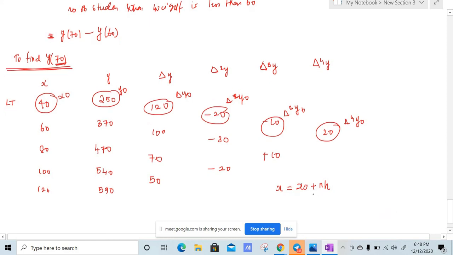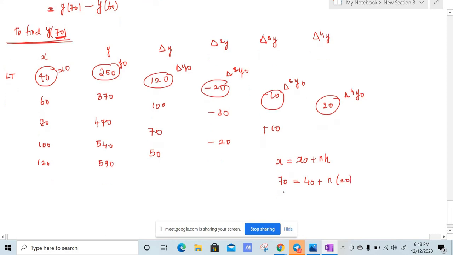So x is equal to x naught plus nh. Here x will be 70, and here x will be 60. First we will find y of 70. For this, x is 70, which is equal to x naught, 40, plus n into h, and you can see our h is 20 here: 40, 60, 80. So 70 is equal to 40 plus 20n, that is 30 equals 20n. This implies n is equal to 3 by 2, right?